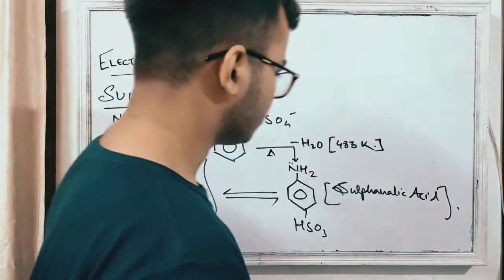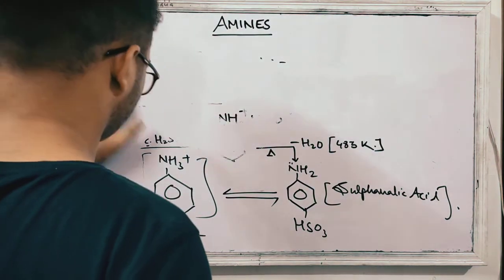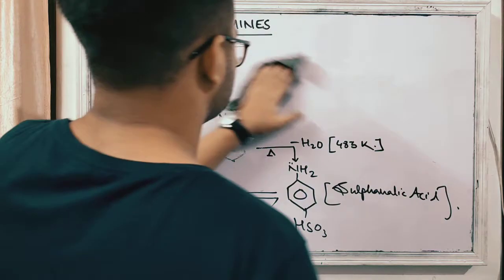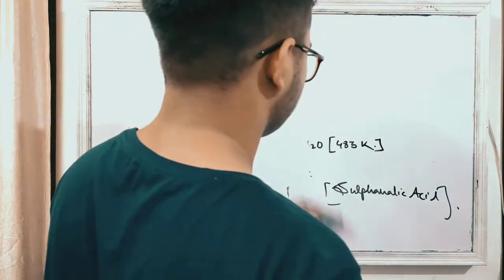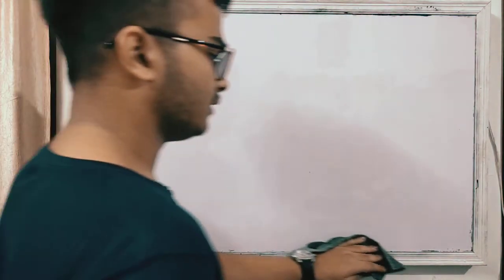So let's clear out the board. So this was all about amines. In the next video, we will discuss the method of preparation, chemical properties and compounds of benzene diazonium chloride, which is a very important thing, or the diazotization. We will discuss the mechanism of diazotization, and formation of compounds like phenol, methylene blue and so on. So keep studying. All the very best.